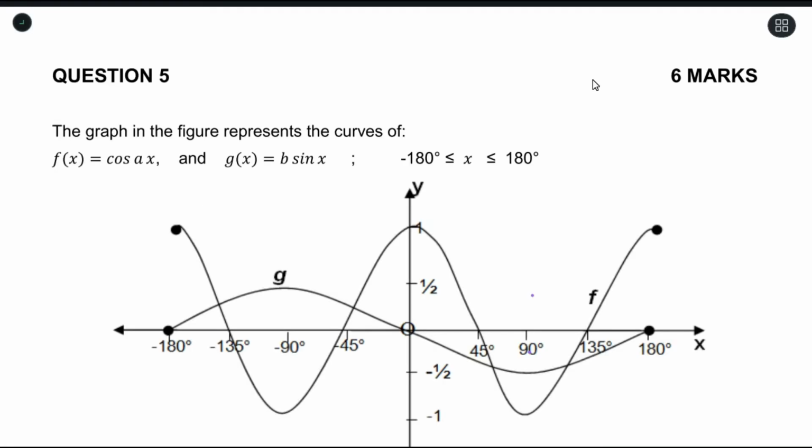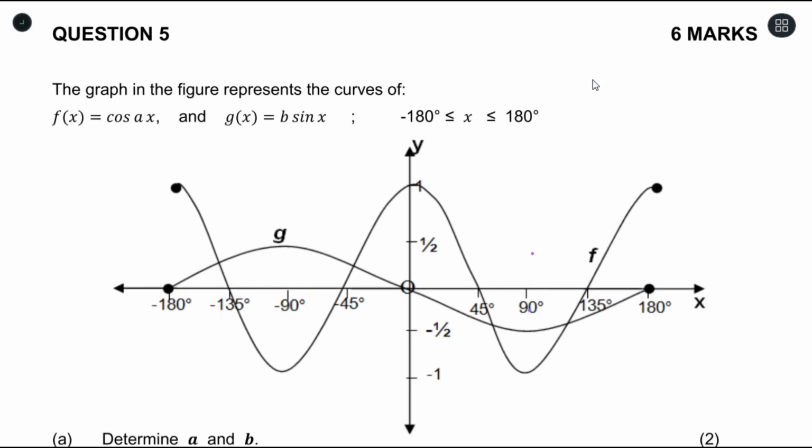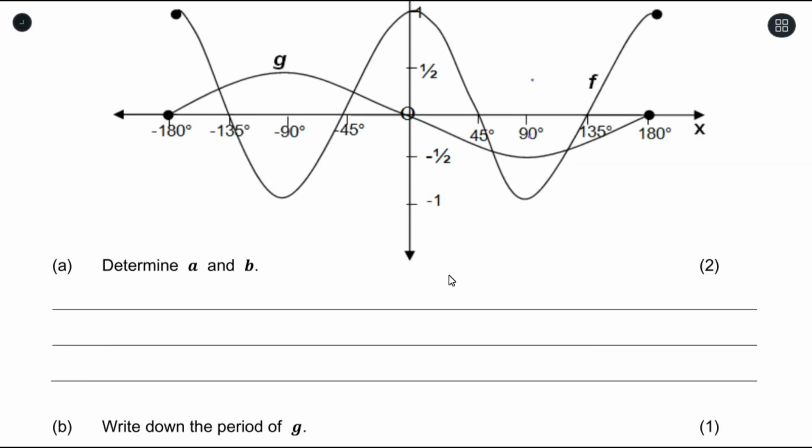So question 5. This question says the graph in the figure represents the curves of f(x) = cos ax and g(x) = b sin x. Now we say x is between -180 and 180. Now we have two graphs here. We have the graph of g and we have the graph of f. Now the first question, A, says determine a and b.